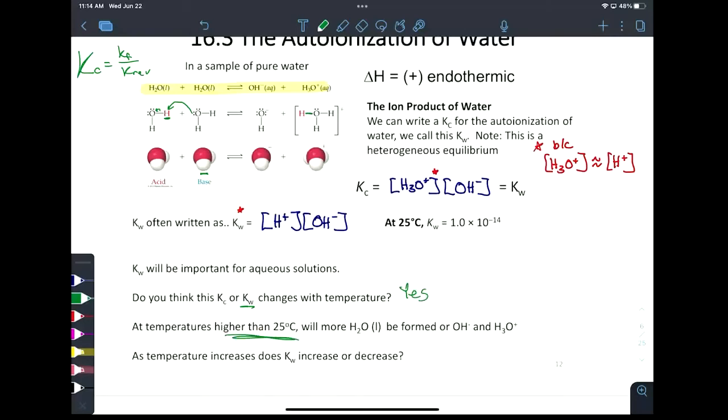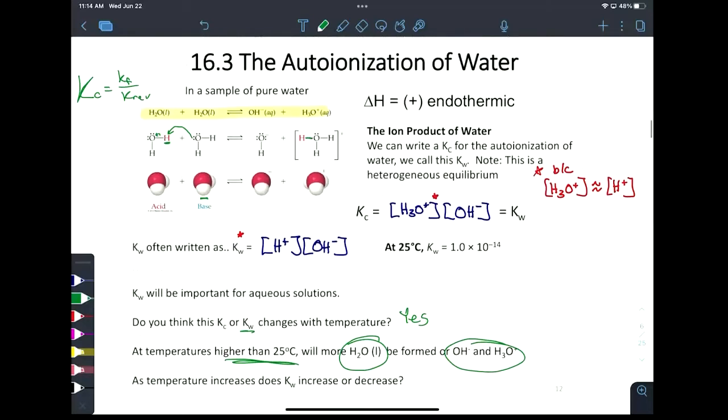So at higher temperatures, temperatures higher than 25 degrees Celsius, do you think more liquid water will be formed or more OH and H3O plus will be formed? I'm just asking, if we raise the temperature, which way does the reaction shift? What piece of information did I not say? It's on the slide, I just didn't say it. This is an endothermic reaction, all right? So that means triangle is on what side of our reaction? The reactants, right there.